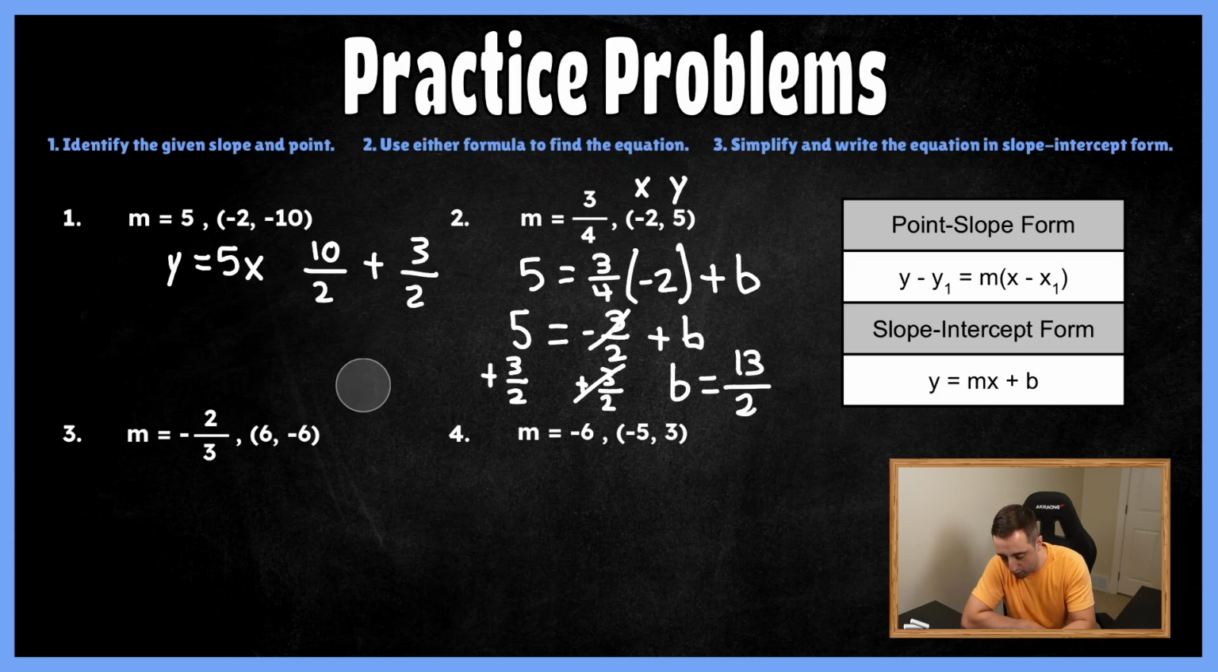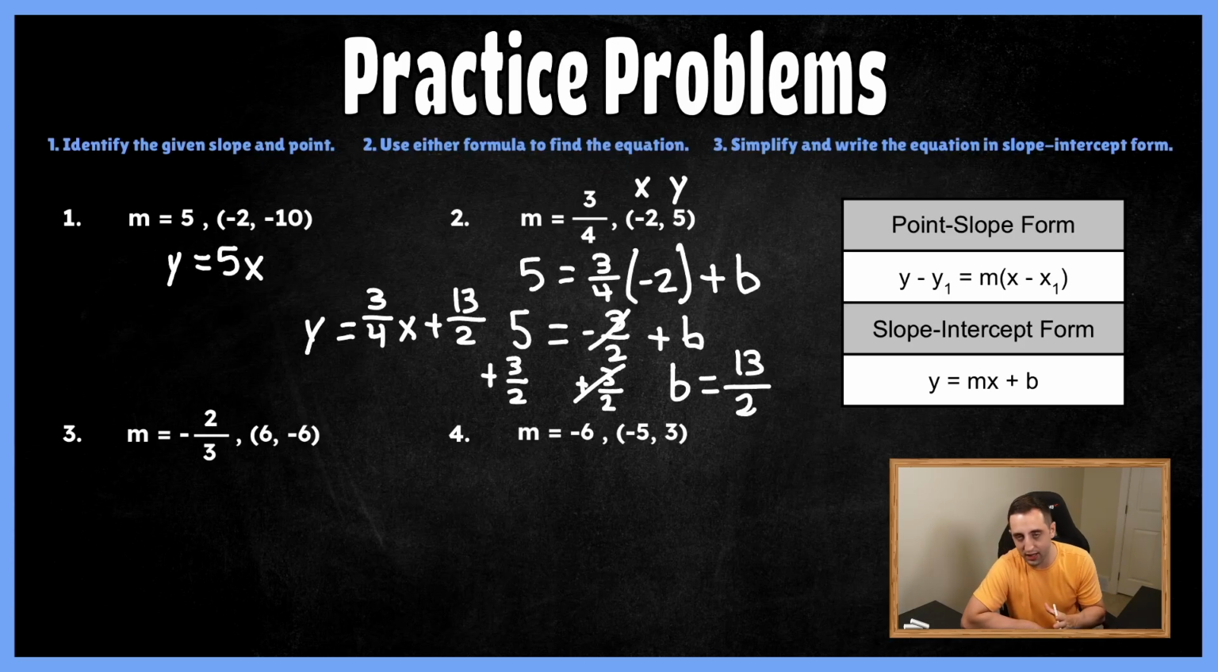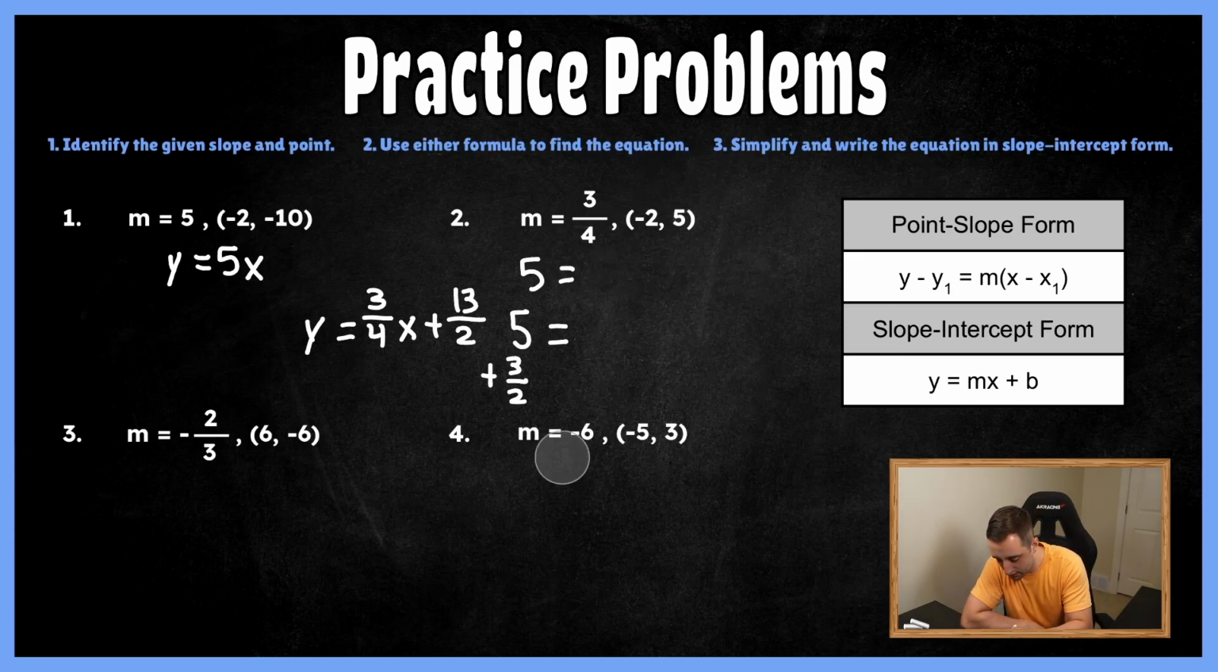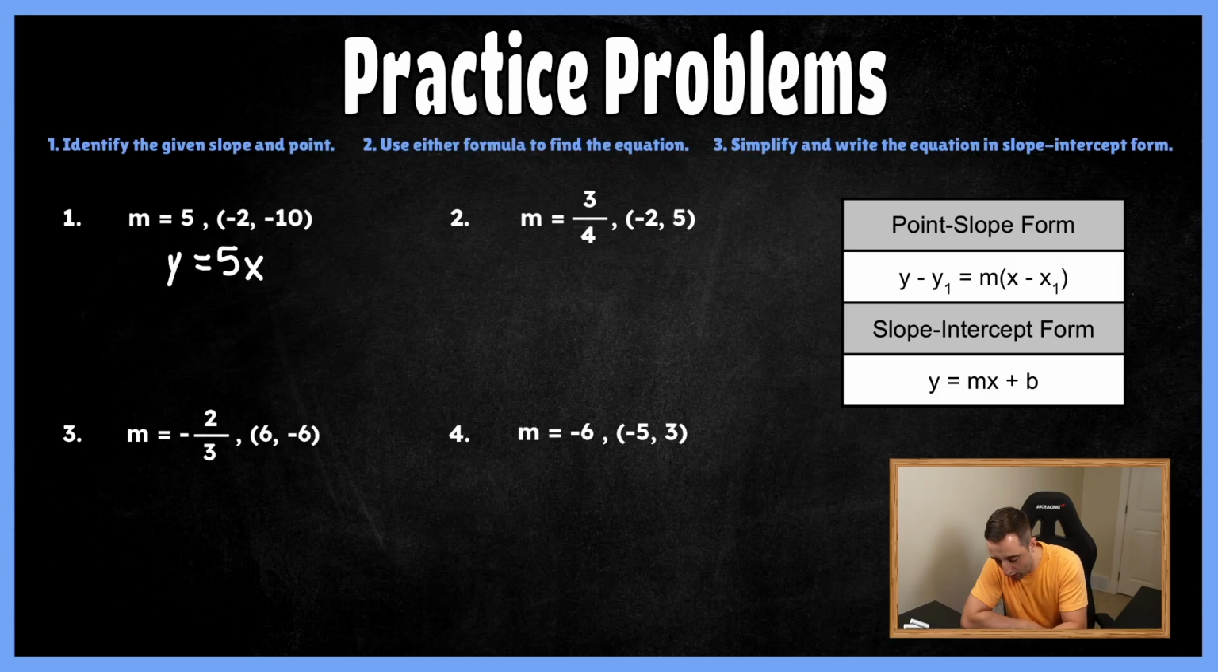And then for slope-intercept form, all we have to do is plug in that 13/2 for b. So we're going to end up getting y equals 3/4 x, and then we tack on that plus 13/2 for number 2. So if you got that for number 2, very, very nice job. That's one of the challenging ones. And now let's go ahead and jump down to number 3. So let me get rid of all this. We had y equals 3/4 x plus 13/2.